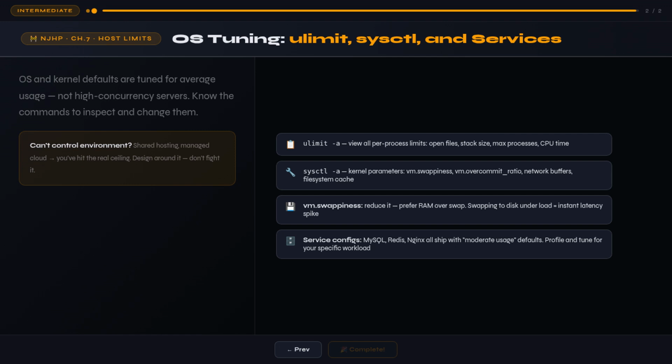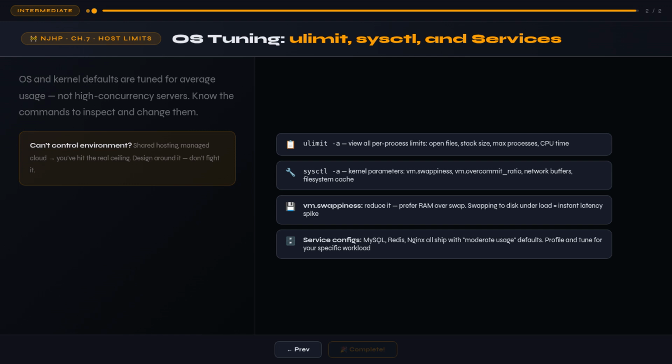Beyond process level limits, the kernel itself has parameters you can inspect and modify with the sysctl command. Running sysctl -a gives you hundreds of settings. The virtual memory group, the vm.* parameters, controls memory behavior: how aggressively the kernel reclaims memory for swap, how it handles out-of-memory situations, and how it manages page cache. For a high-load Node.js server, you typically want to reduce swappiness so the OS doesn't waste time swapping to disk when it could hold data in memory.